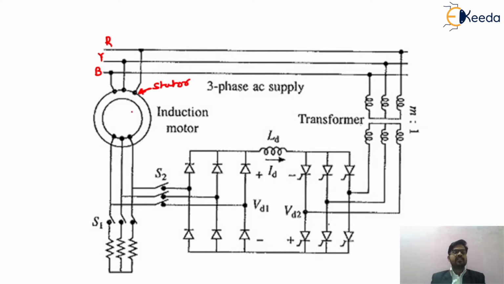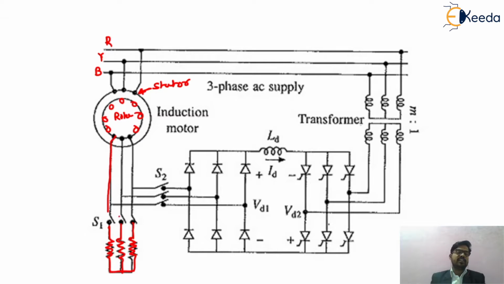This will be your rotor circuit. These are the rotor circuit, which is the rotor bar. These are called the rotor bar. This will be the rotor circuit. And we are connecting a resistance in series with that particular rotor circuit for each and every phase. So this is for R phase, this is for Y phase, and this is for B phase.